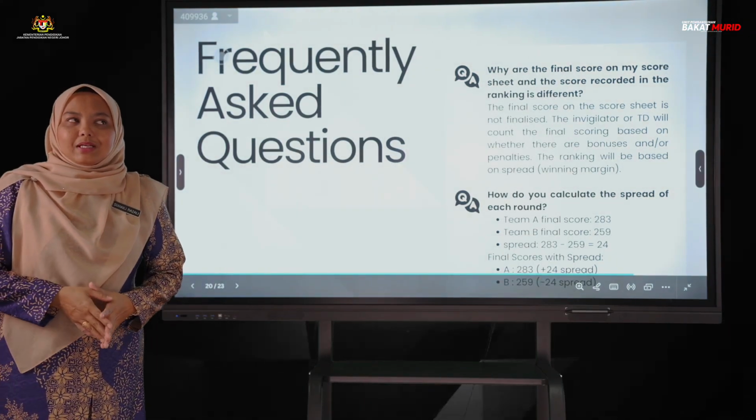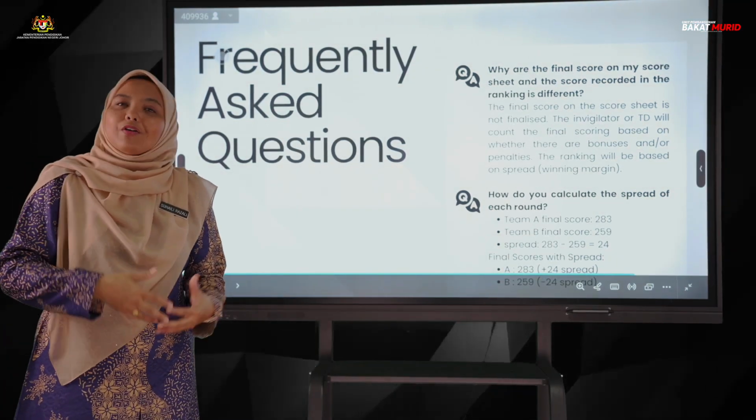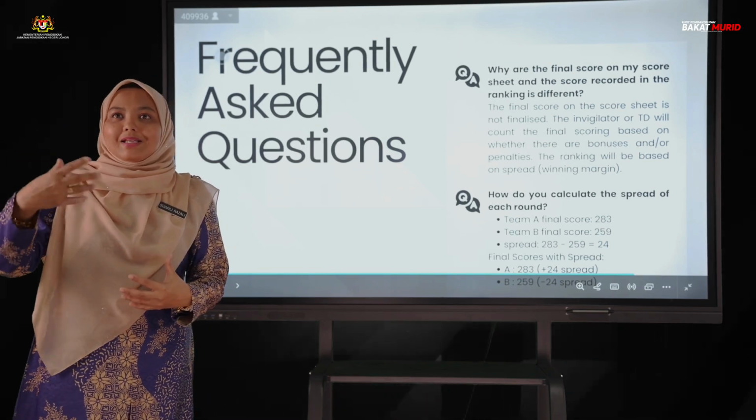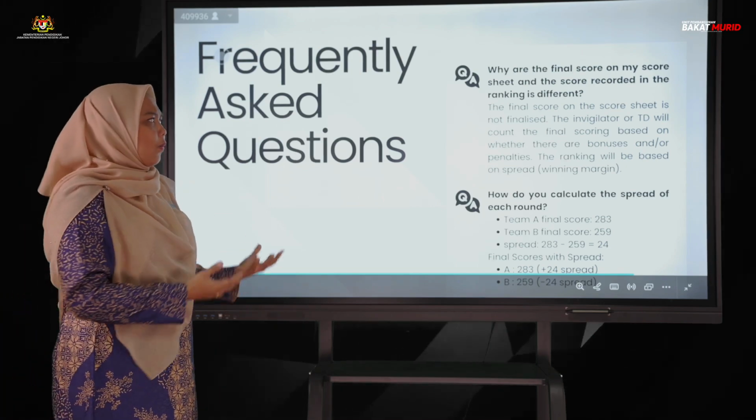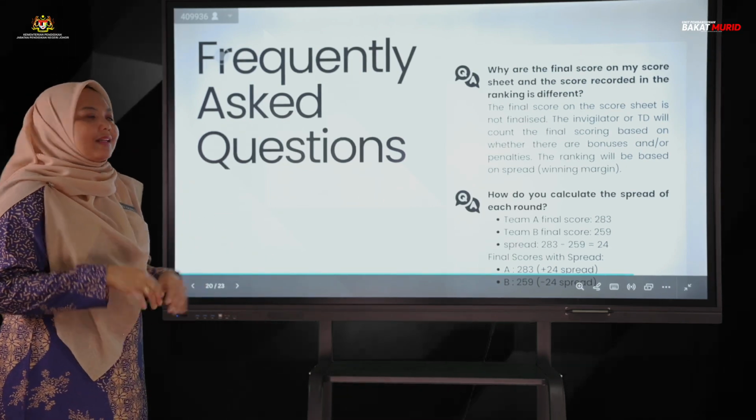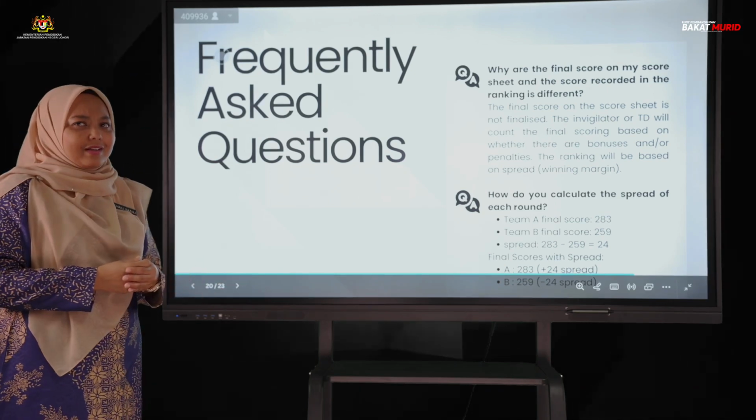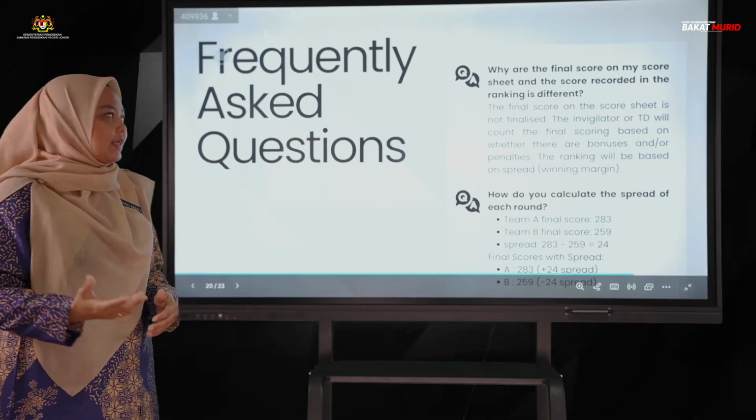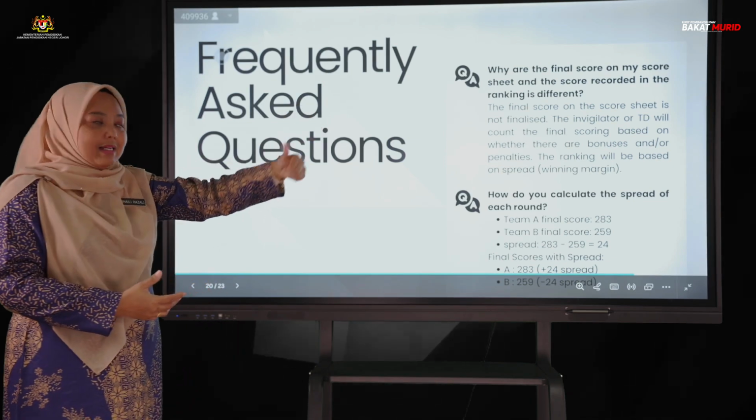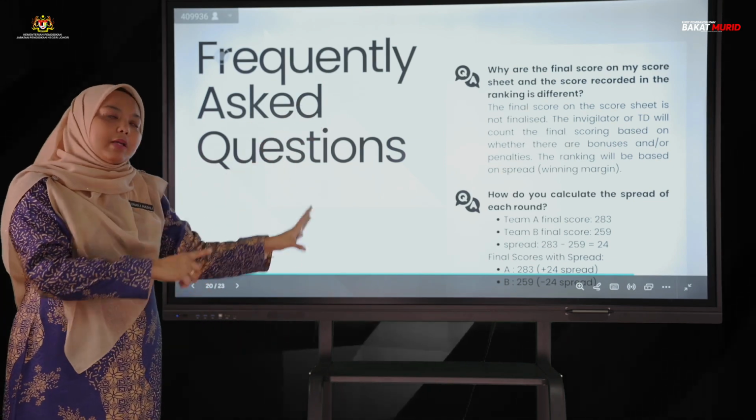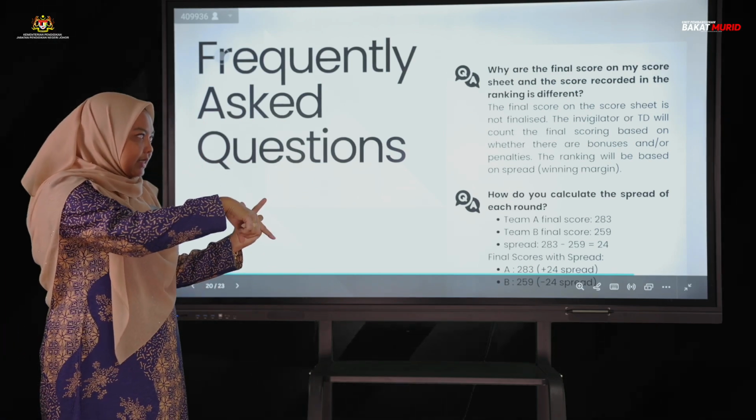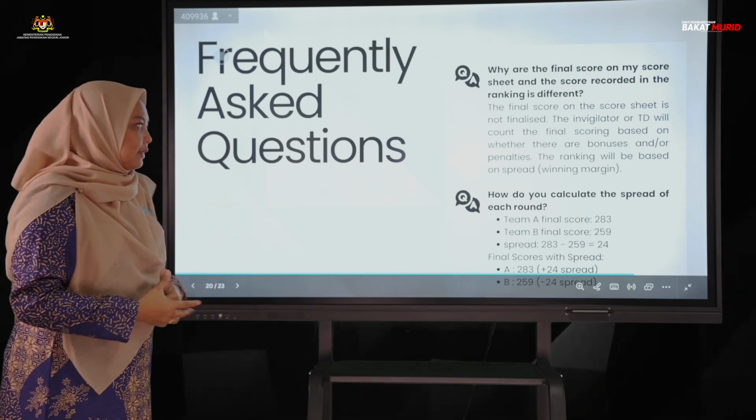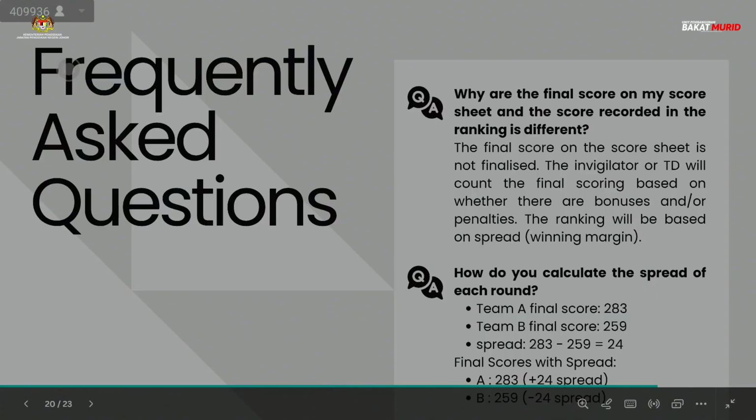Alright, teachers and students, I'm sure there are many questions, or frequently asked questions, that will arise during any training session. Some of them will ask why the final score on my score sheet and the score recorded in the ranking are different. What's wrong with that? Actually, the final score on the score sheet is not finalized, okay? Because the invigilator or the tournament director will count the final scoring based on whether there are any bonuses or penalties. So the ranking will be based on the spread. Don't worry, the tournament director will look at this one, okay?